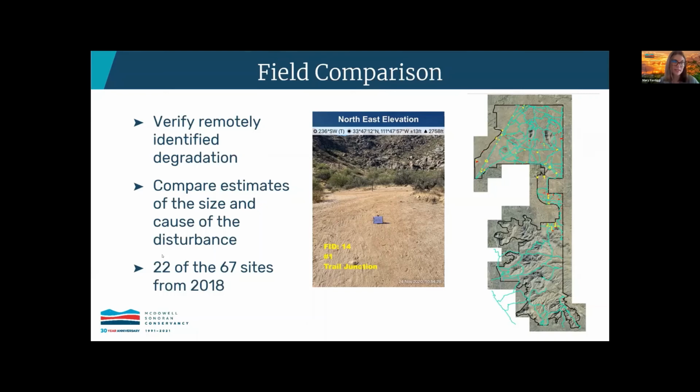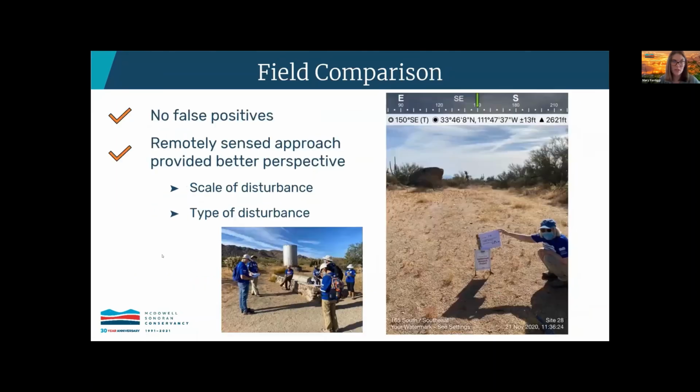So we compared those estimates and the cause of disturbance, and our result ended up being really positive for our remote process. So we found that all of the sites that we visited were in fact degraded. So there were no false positives. And we also found that the remotely sensed approach provided a better perspective of both the scale of the disturbance and the type of the disturbance.